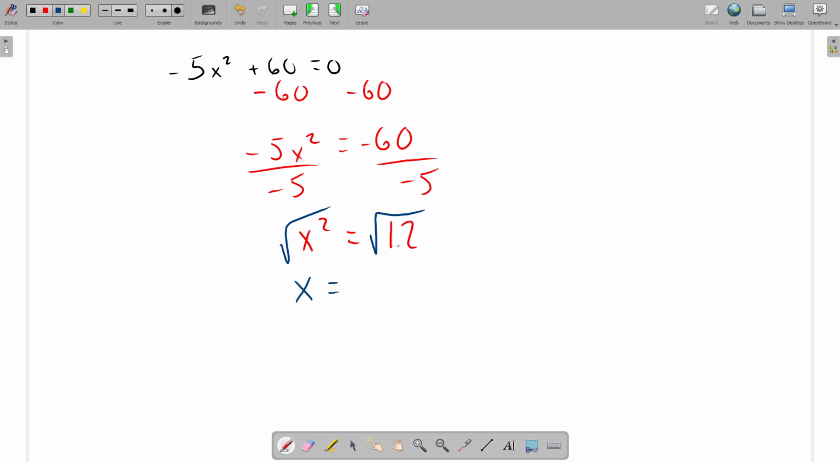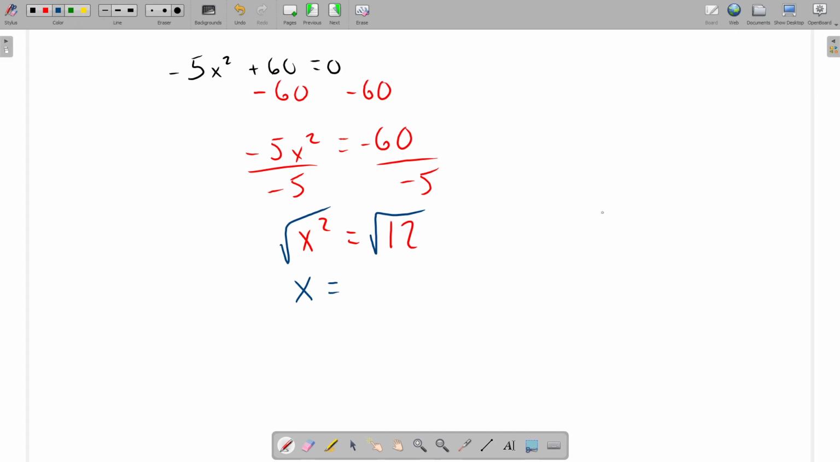And what is the square root of 12? Well, 12 is not a perfect square, so some of you might be quick to grab your calculator and get a decimal answer. Before you do that, I would make sure with your teacher if that's what they're looking for, if they're going to accept a decimal answer.